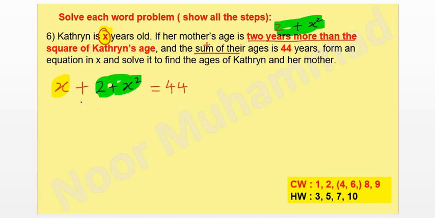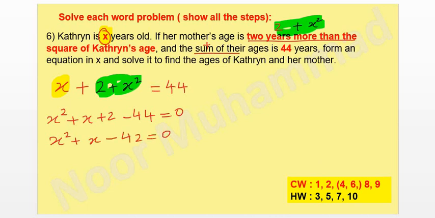Again we have to change it into standard form. So let's write it: x squared plus x plus 2 minus 44 equals 0. These two are like terms, they can be solved together. So x squared plus x minus 42 equals 0. Now better pause the video, because in the end they are saying form an equation in x and solve it to find the ages of both Catherine and her mother. Pause the video here and get the value of x. That value of x will give you Catherine's age, and then according to this condition, find her mother's age.